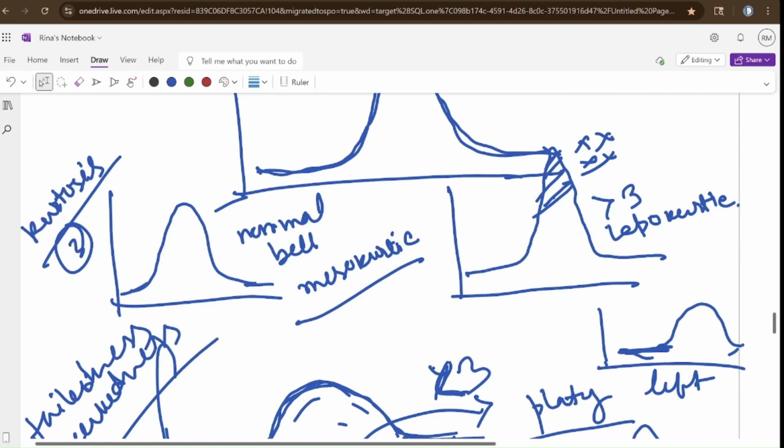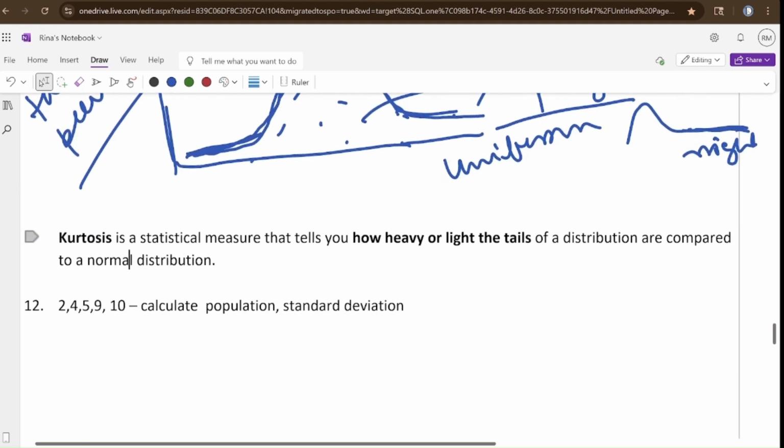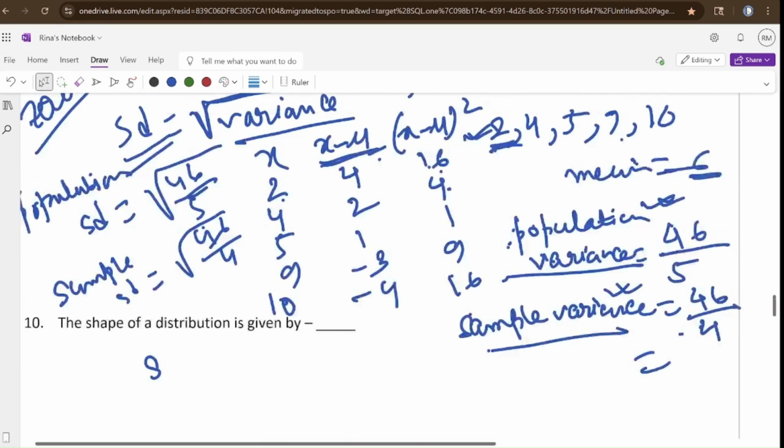Greater than 3 means leptokurtic. Less than 3 means platykurtic. Clear? Now this one, we have already done. 2, 4, 5, 9, 10. Calculate population variance, calculate standard deviation.